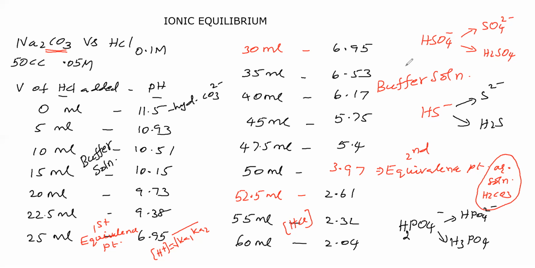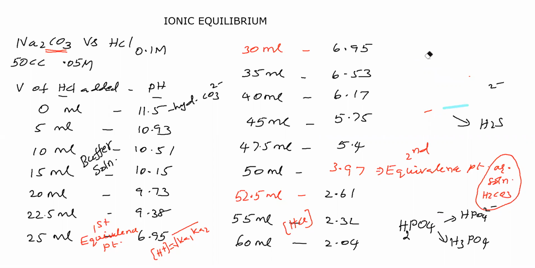Okay, these are ambident. So ambident means you consider both acidic character as well as basic character, while we use this formula: concentration of H⁺ equals the square root of Ka1 into Ka2. Like this we are using. Okay, now we got how to find the pH of a solution in the titration of sodium carbonate versus HCl.